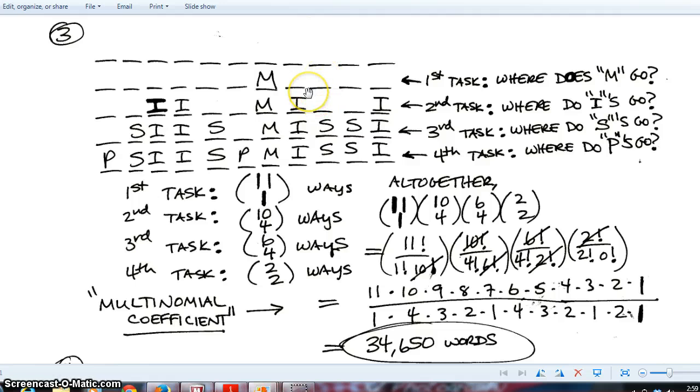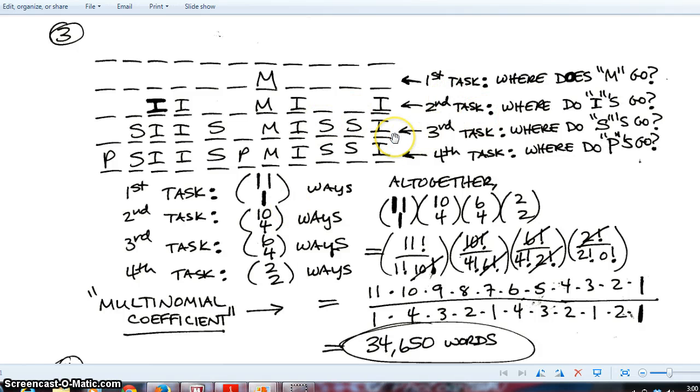After you've chosen where the M goes, no matter where the M went, there's always 10 places left. So out of those remaining 10 places, you have to choose 4 of those for them to go. So 10 choose 4 ways to decide where the I's are going to be written down. And again, it doesn't matter where you put the M, because you always have 10 left over.